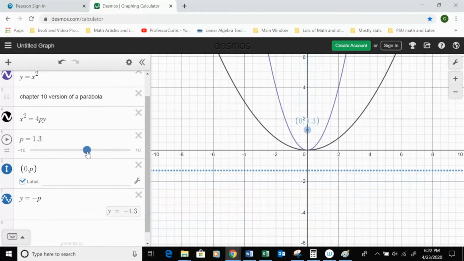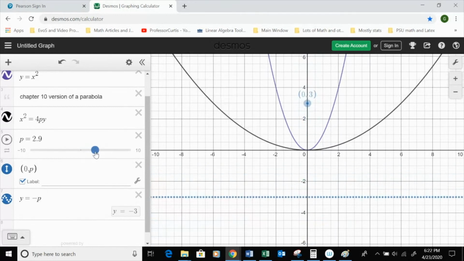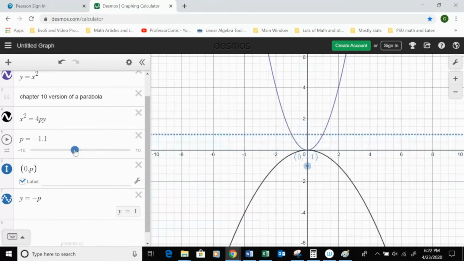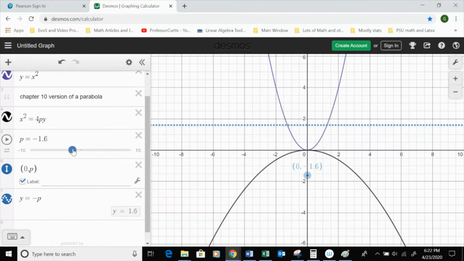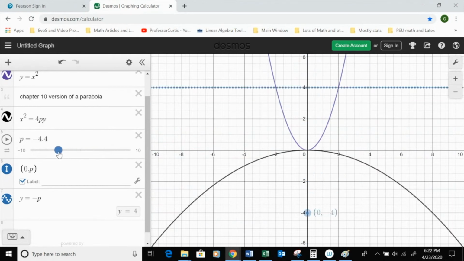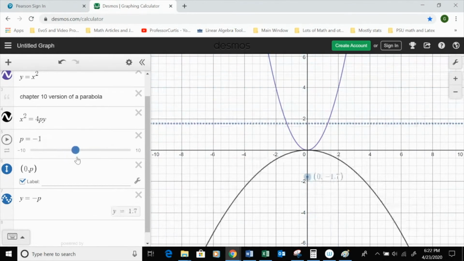Oh, this is fine, but what if you want a parabola that's upside down? Well, that's okay. We've got negative values. There's a focus. The focus is at (0, p). p has the value negative 1.6. The focus is at (0, p). Where's the directrix? It's always at y equals negative p. Oh, and there it is at 1.6. y equals 1.6. Huh. So anyway, do play with this to get a feel for what's going on.